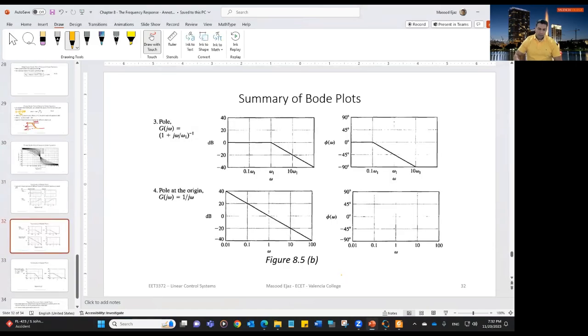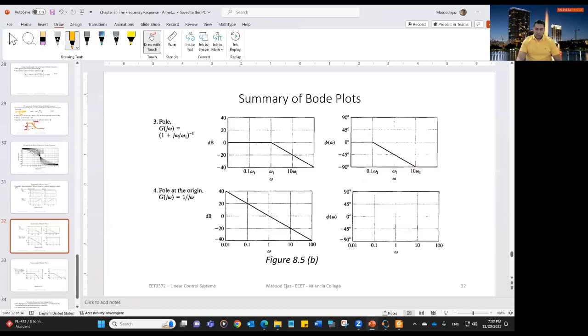If you have a single order real pole, then it's going to be the opposite of the real 0. It's going to be 0 up to omega 1, and then it's going to drop by 20 decibels per decade. And for the phase, again, it's going to be the opposite of the 0. It's going to be 0 up to 1/10 of the cutoff frequency, and negative 90 degrees above 10 times the cutoff frequency. And then the slope of this line will be negative 45 degrees per decade.